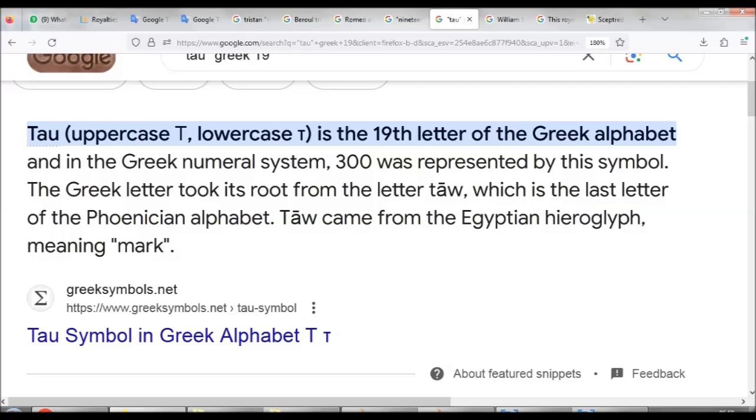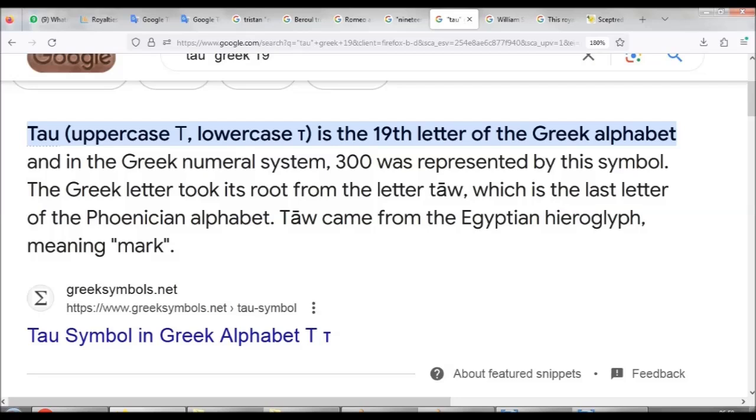What do we know about the Greek letter tau? So, tau is the 19th letter of the Greek alphabet, and in the Greek numeral system, 300 was represented by this symbol. Wait a minute. It's the what letter in the Greek alphabet? It's the 19th letter. 19. Okay, so now we're getting somewhere.